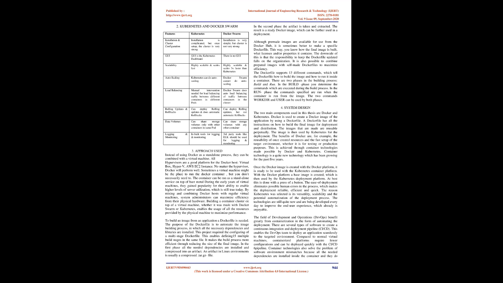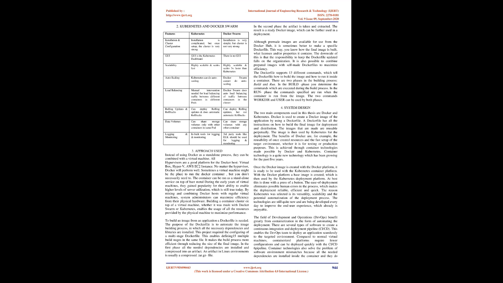During the early years of virtual machines, they gained popularity for their ability to enable higher levels of server utilization, which is still true today. By mixing and combining Docker hosts with regular virtual machines, system administrators can maximize efficiency from their physical hardware. Building a container cluster on top of a virtual machine, whether it was made with Docker Swarm or Kubernetes, enables the usage of all the resources provided by the physical machine to maximize performance.